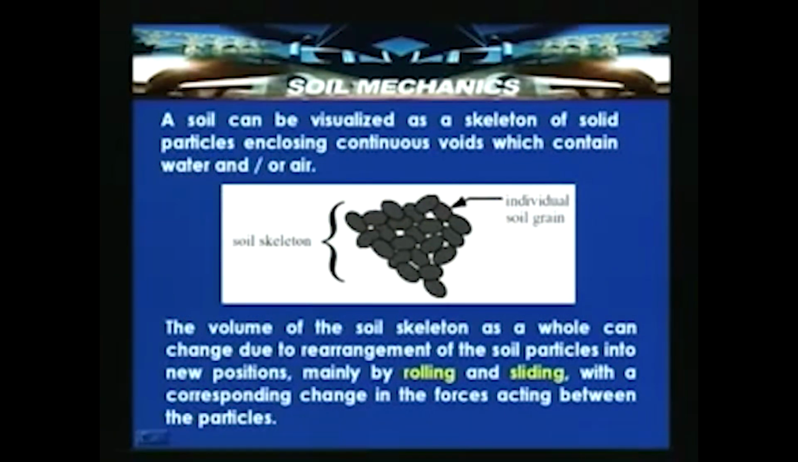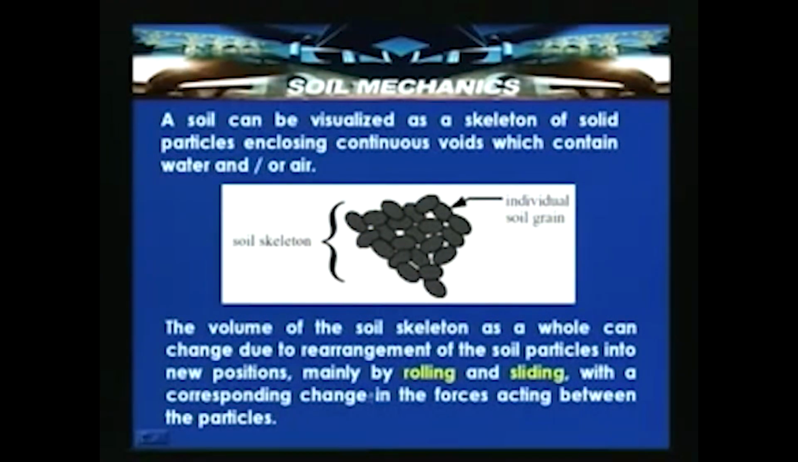So, in this slide what we have seen is that the soil can be visualized as a skeleton of solid grain particles enclosing continuous interconnected voids with water and or air, and the volume of the soil skeleton as a whole can change due to rearrangement of the soil particles. This volume change can occur because of either a sliding or a rolling phenomenon which is possible between the grains under the application of stresses.